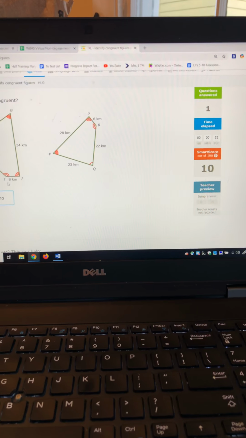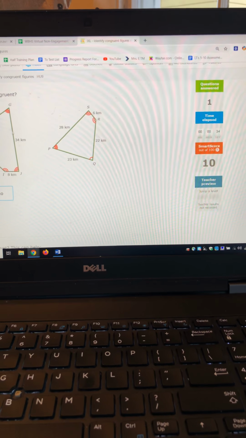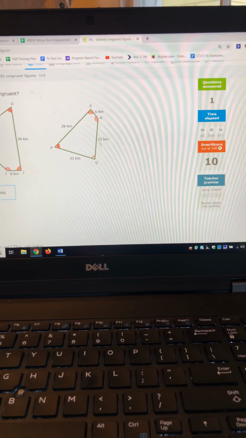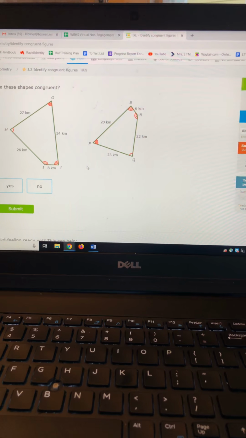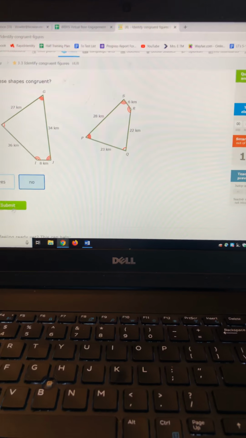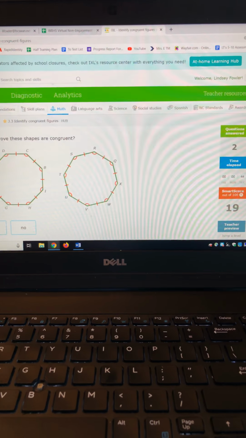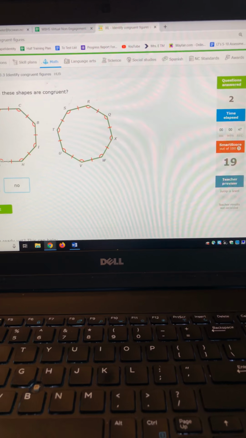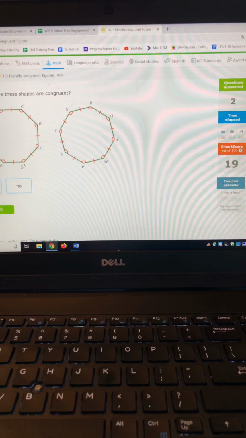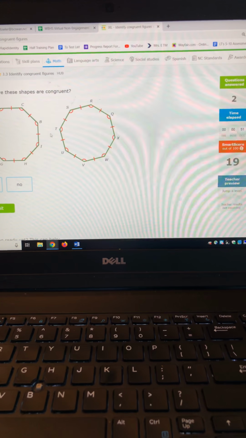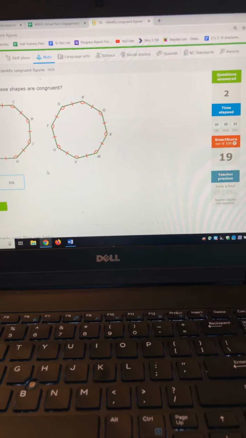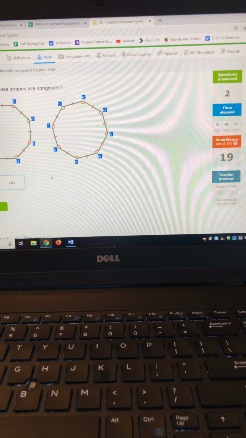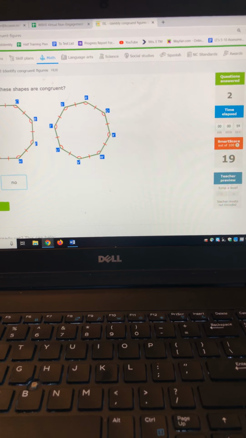Let's go around the edge. We got 8, 34, 27, 26. There is no 8, okay? Not congruent. Has to have the same exact size and shape. Okay, this one. All 1 ticks and all 1 arcs. So that is a yes.